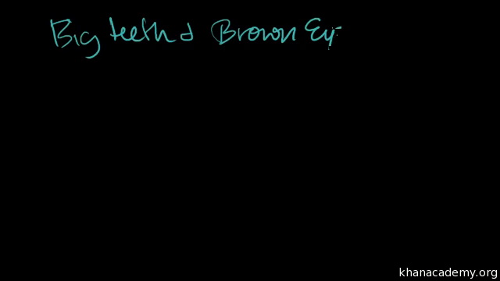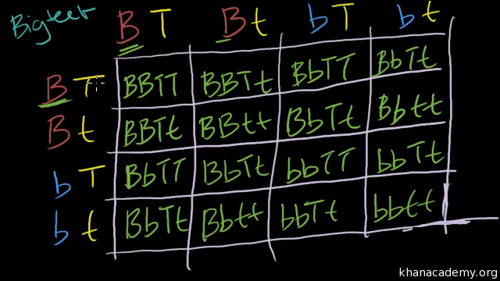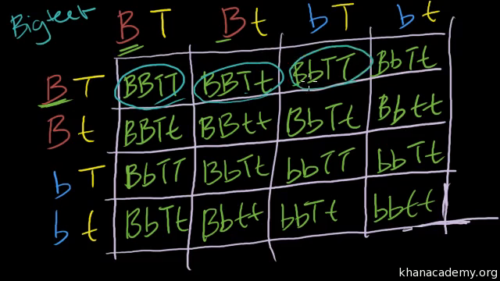So how many are there? Big teeth and brown eyes. They're both the dominant. So if you have either a capital B or a capital T in any of them, you're going to have big teeth and brown eyes. So this is big teeth and brown eyes. Or maybe I should say brown eyes and big teeth, because that's the order that I wrote it right here. Even though I have a recessive trait here, the brown eyes dominate, and I had a small teeth here, but the big teeth dominate. This is brown eyes and big teeth.